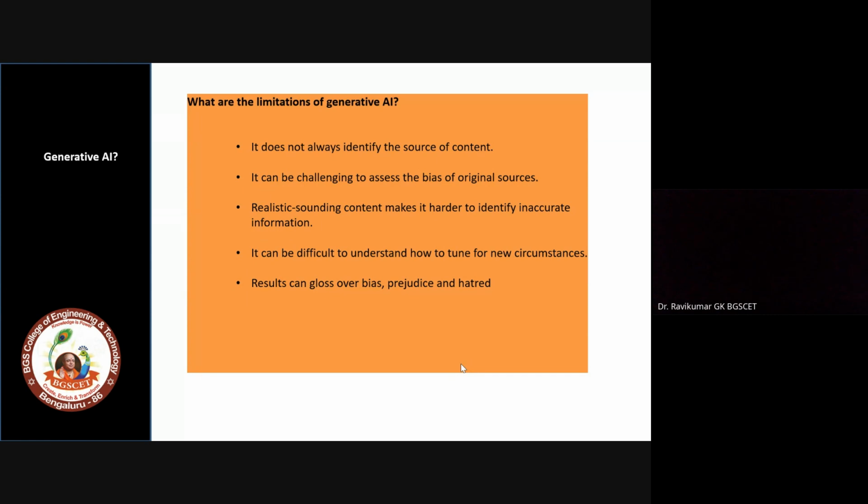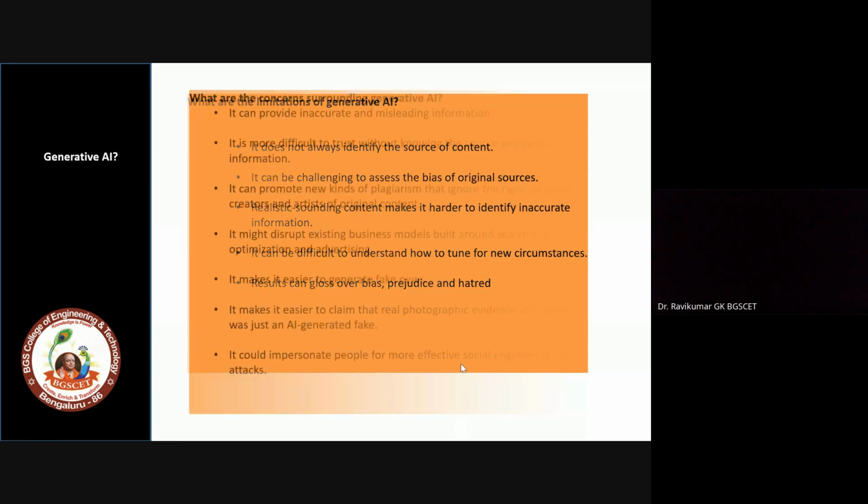And the last limitations, many more are there, I have listed one or two here. So the results can gloss over bias, prejudice, and hatred. Okay, these are some limitations of generative AI one can think of.